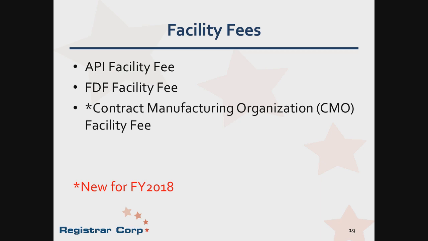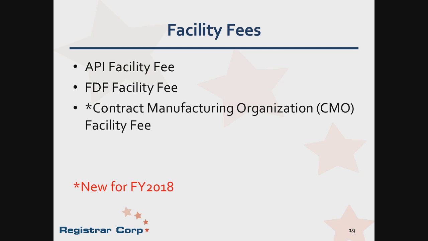There are three types of facility fees: an active pharmaceutical ingredient facility fee, finished dosage form facility fee, and contract manufacturing organization facility fee. If considered an API manufacturer, FDF manufacturer, or a CMO, a facility owner is required to pay an annual facility fee.